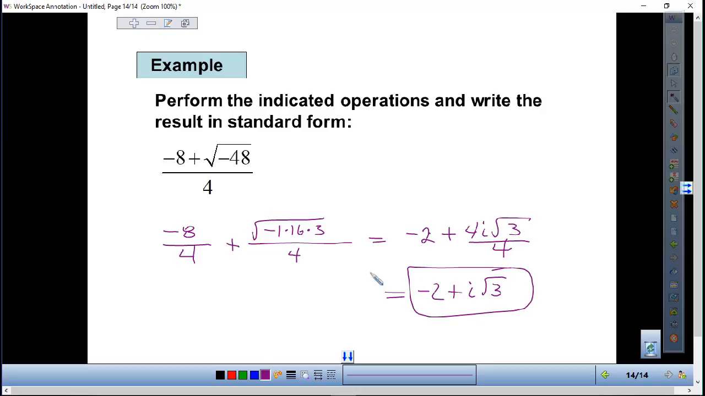All right, so here's the answer. You can divide the 4 into both parts here, and you're going to be able to simplify this a little bit. The negative 1, 16, and 3. The 16 and the negative 1 gives you the 4i out in front of the radical. You still have the 4 to divide into that, so these 4's are going to cancel out. Now, then you're going to get negative 2 plus i times the square root of 3.